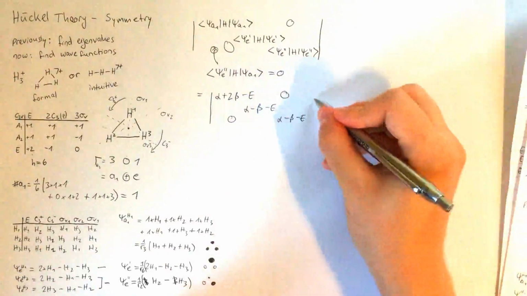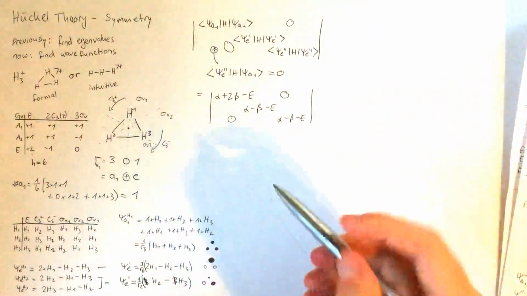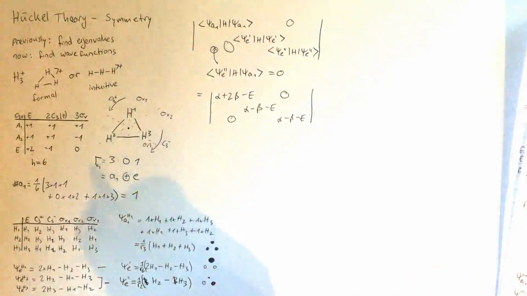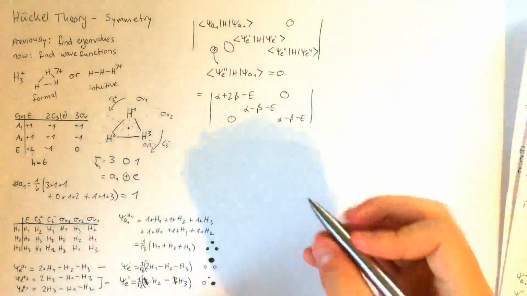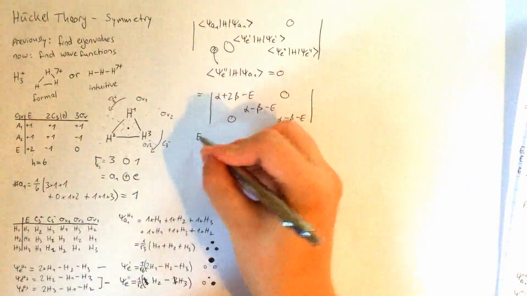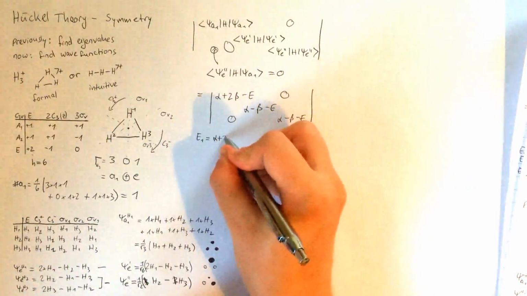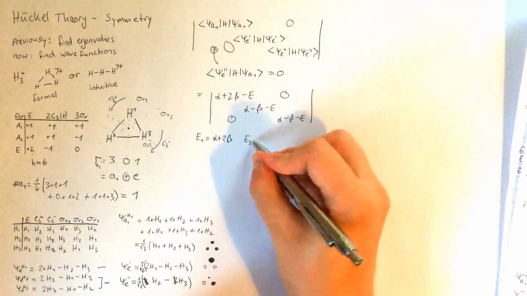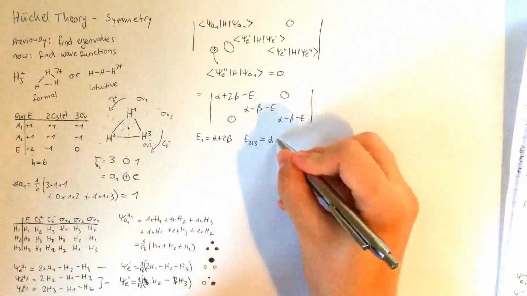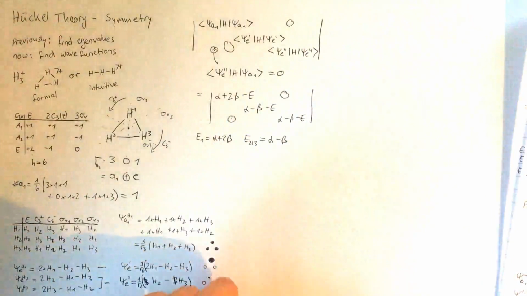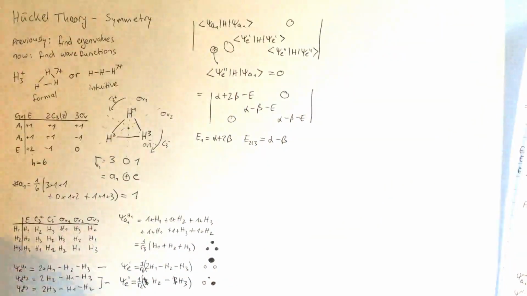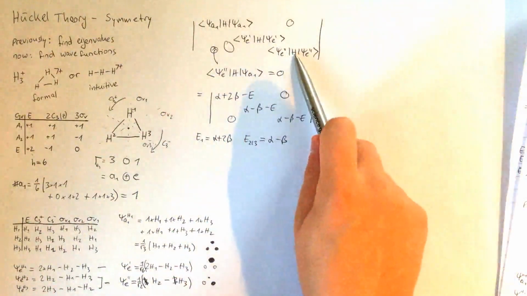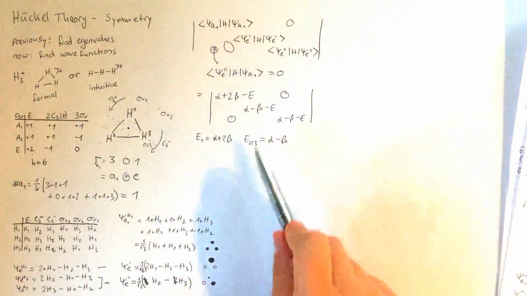And the rest is 0. So if we do this, we have a diagonal matrix from which we can just read off the eigenvalues, which are E1 is alpha plus 2 beta, E2 and E3 are just alpha minus beta. That's the advantage of using the symmetry approach. We directly get a diagonalized matrix which we can read off.